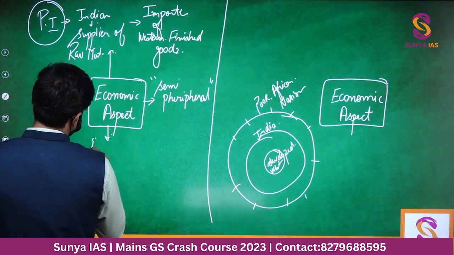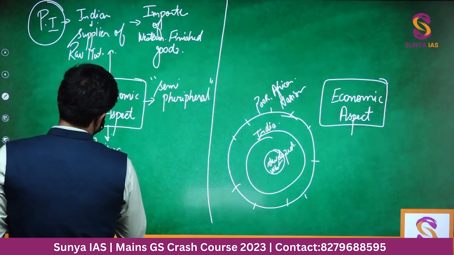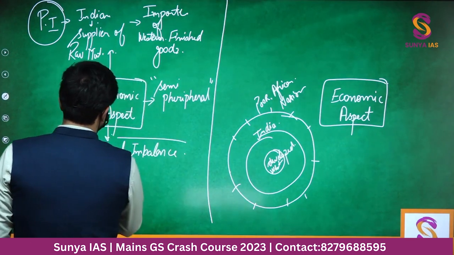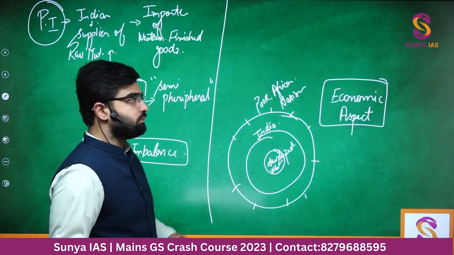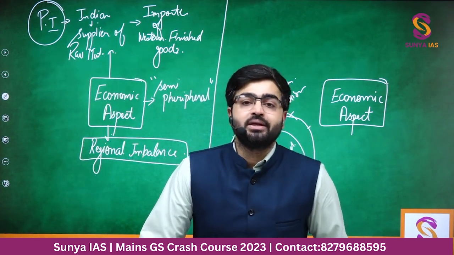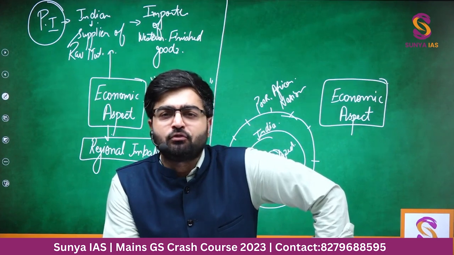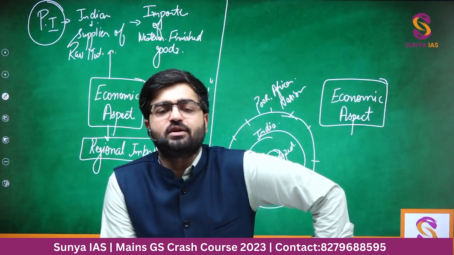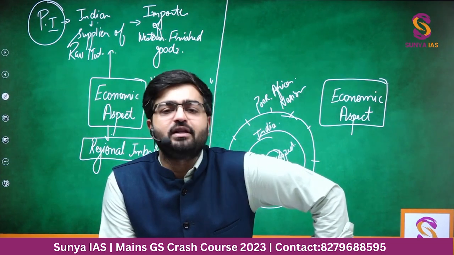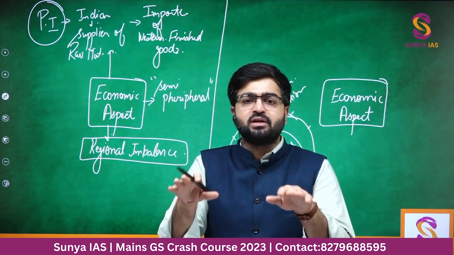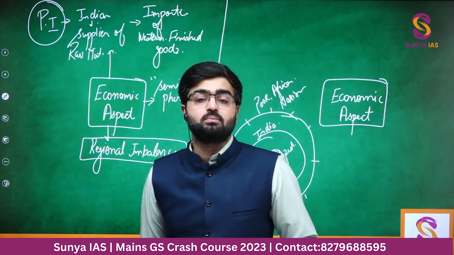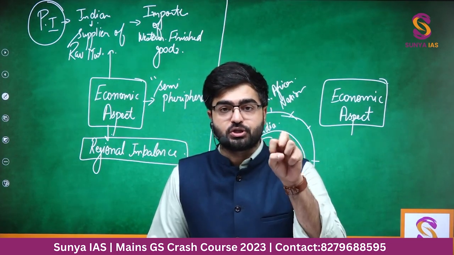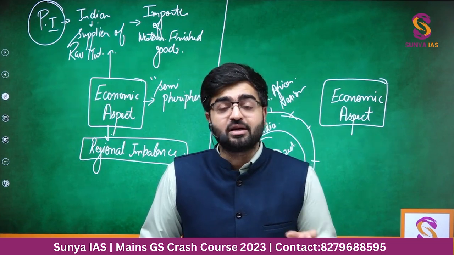Then the next point can be the regional imbalance. If we talk about the regional imbalance, during the time of the Britishers, they had almost 3 or 4 main centers. You can name Bombay, Calcutta, Madras, etc. And the rest of India was not developed at all. So there was a sort of regional imbalance, which is still continuing now. States like Jharkhand and Chhattisgarh, which are resource-rich, still remain poor.